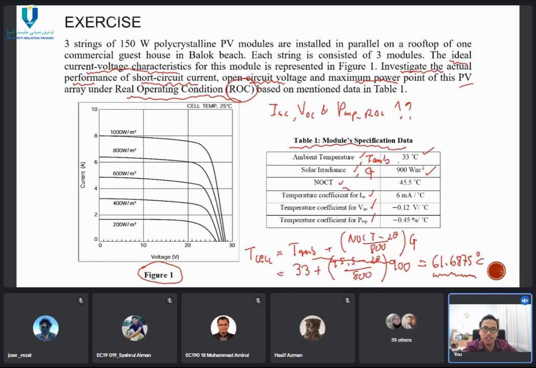For example, these two values are not given. So you can simply use T cell equals T ambient plus 25 degrees C without hesitation. So 33 plus 25, you're going to get 58, I think. 58 degrees C. You get the T cell already. If either solar irradiance or NOCT is not given, or both G and NOCT values are not given, use ambient temperature plus 25 degrees C.